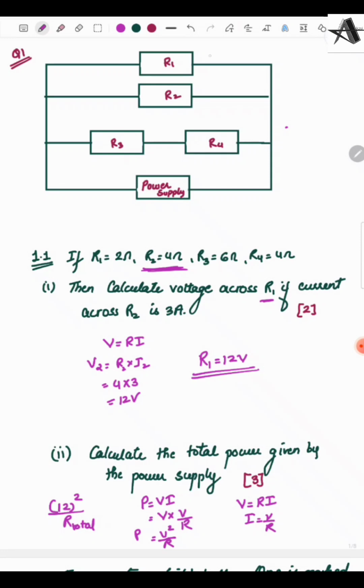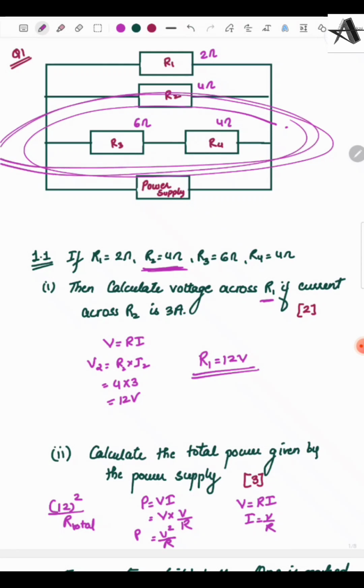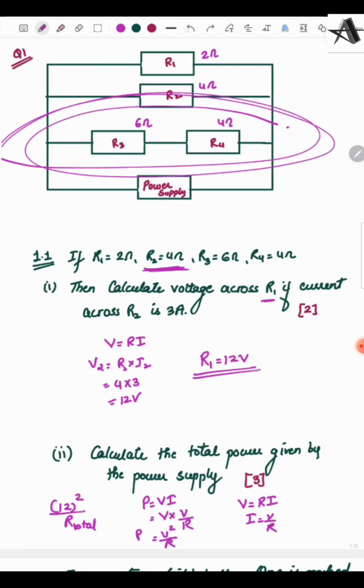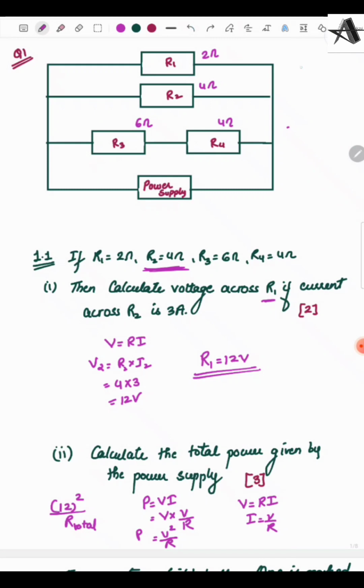The values are given. R1 is 2 ohms, R2 is 4 ohms, R3 is 6 ohms, R4 is 4 ohms. I'll first start with the series ones. These two are in series, so let me add them up: 6 plus 4 gives us 10. Now if I simplify this circuit, this is 2 ohm, this is 4 ohm, and these two together are equivalent to one big resistor of 10 ohms, and this is the power supply.